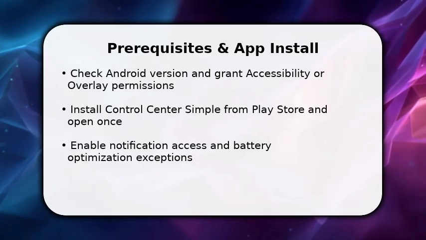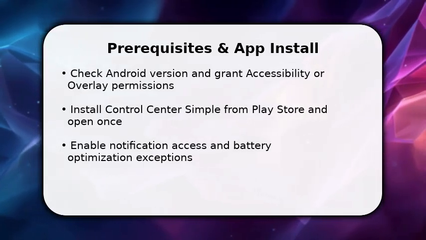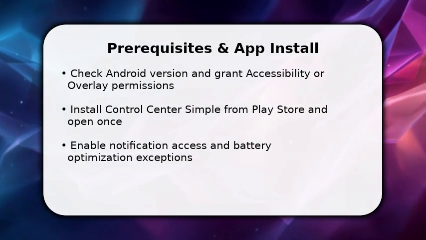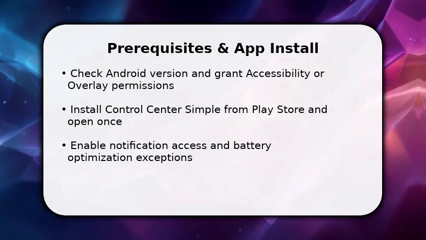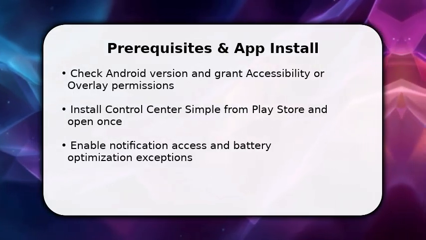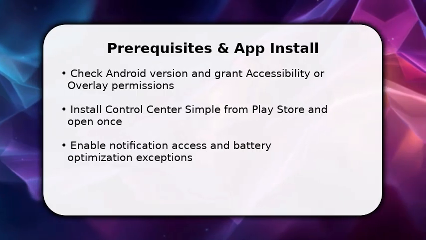Enjoy the video. You start by confirming prerequisites, Android version and required permissions. Grant accessibility and overlay so the app can draw controls over other apps. This is why it needs those toggles.